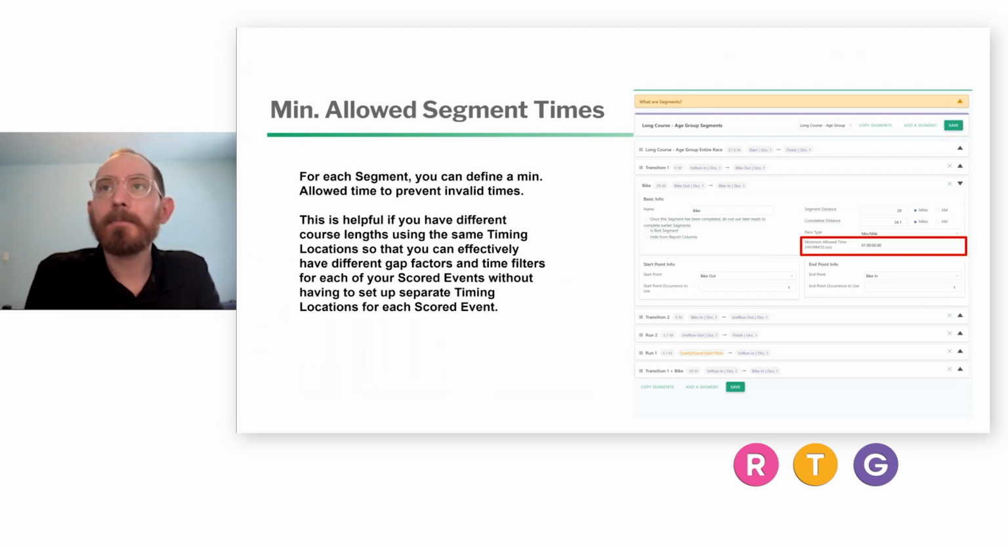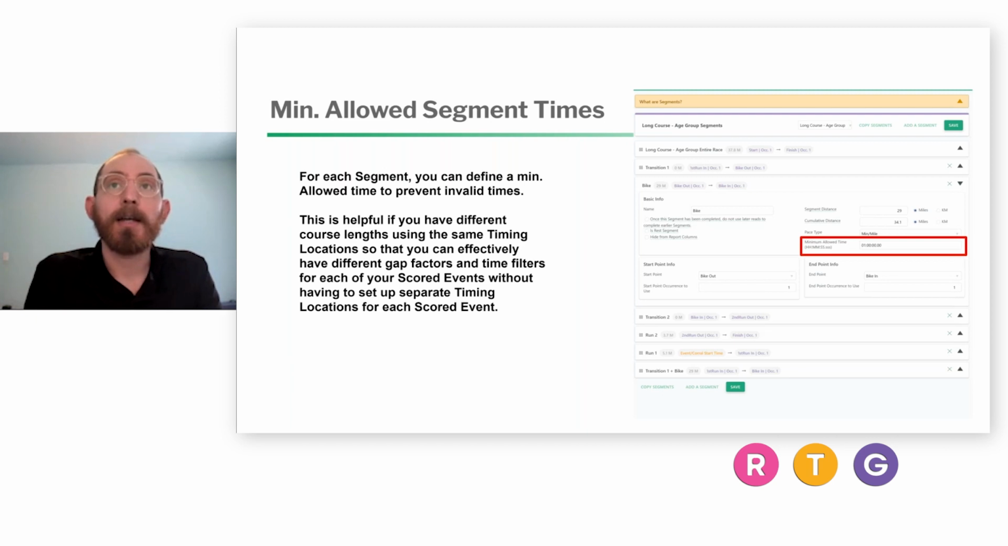And then some newer features that I wanted to touch on before we left the segment setup area. So this is really helpful. It's a new one recently added. It's a minimum allowed segment times feature, which basically allows you to say for each and every segment that no one should do faster than this time. So for a bike, I know that in the long course, no one should do faster than 1 hour on the bike course.